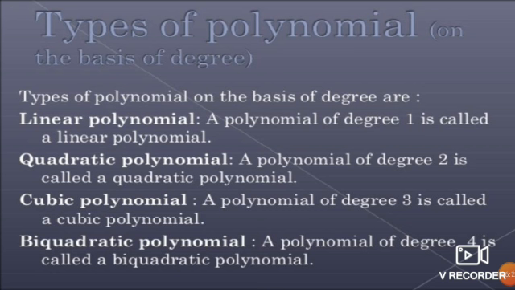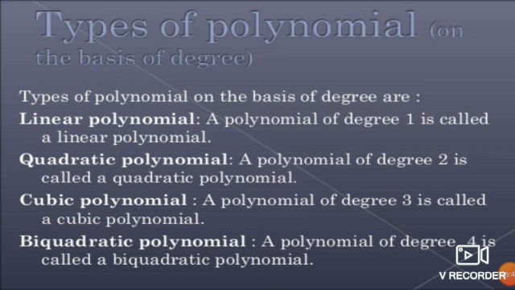Since you already know the polynomial, in a polynomial the degree of the variable term must be only one. Such a type of polynomial we can call a linear polynomial. Next, the quadratic polynomial, quadratic, I mean 2.